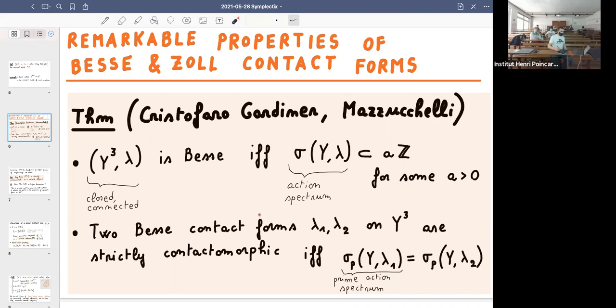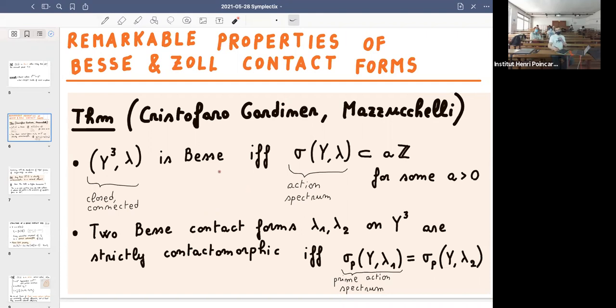Now, there's a bit of terminology, although quite standard. The prime spectrum is the collection of the minimal periods of all the Reeb orbits. Every Reeb orbit contributes with its minimal period, but not necessarily with the multiples. So this gives more information than the spectrum. And strictly contactomorphic, as usual, means that there's a diffeomorphism of Y that pulls back one contact form to the other. So this is essentially an application of the classification of Seifert fibrations.